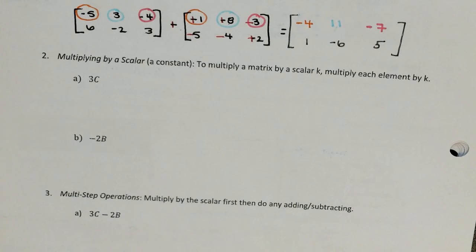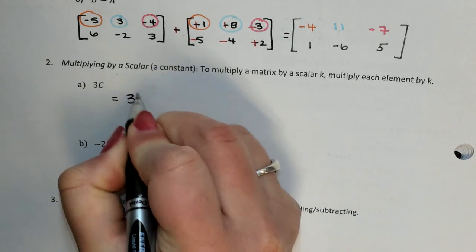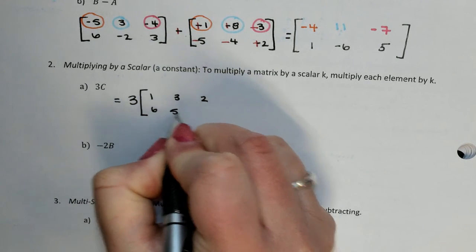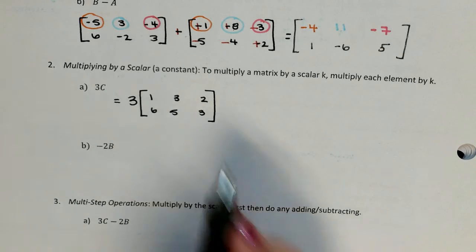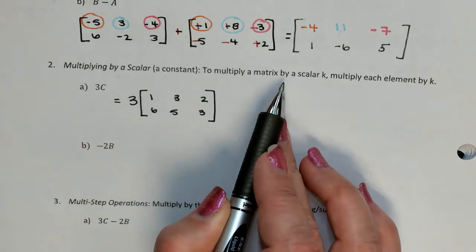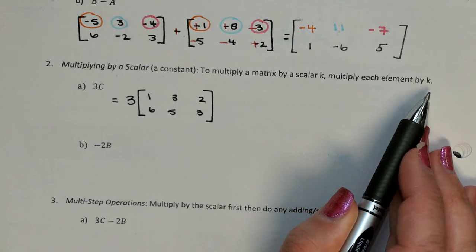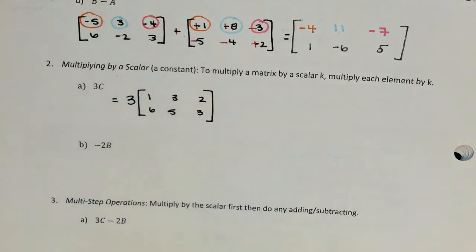Okay? Multiplying by a scalar. Now this works the same way as if there was a negative out front. 3 times C says that we have 3 in front of matrix C, which is 1, 3, 2, 6, 5, 3. That's our problem here. And it says multiplying by a scalar, which is just a number out front, a constant, a number. To multiply a matrix by a scalar, k, 3 in this case, multiply each element by that same number, in this case 3. So it's kind of like distributing. Each of these elements is going to be multiplied by 3.